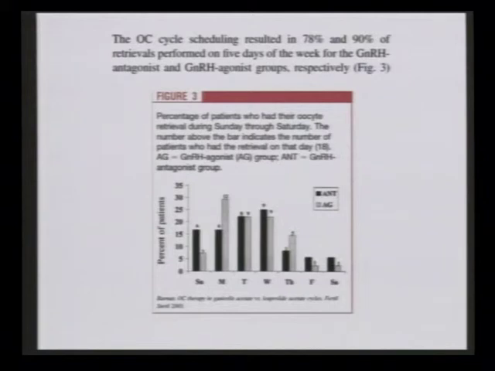What we found was that the scheduling of oral contraceptive with GnRH antagonist ended in 78 and 90% retrieval performed on the 5 days of the weekdays for the GnRH antagonist, while in the agonist it was about 90%. The differences between these protocols were not statistically significant.